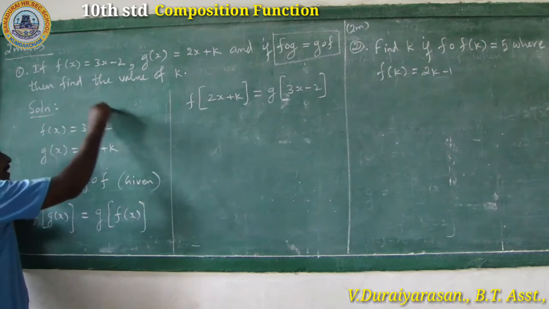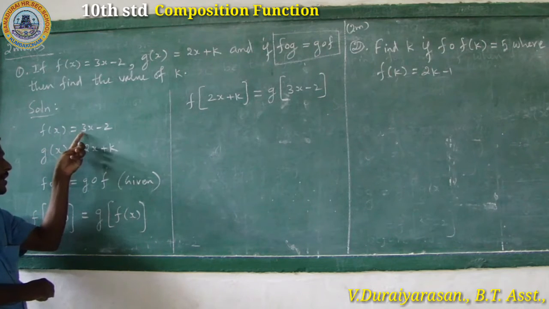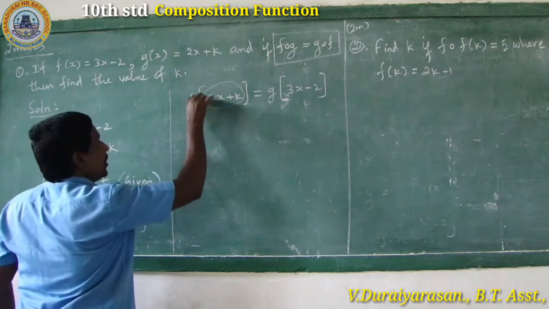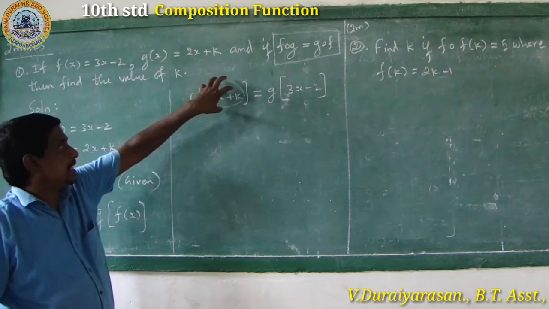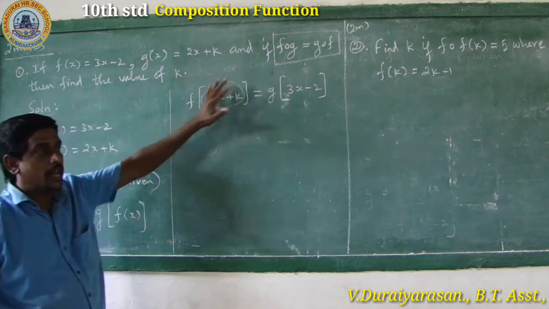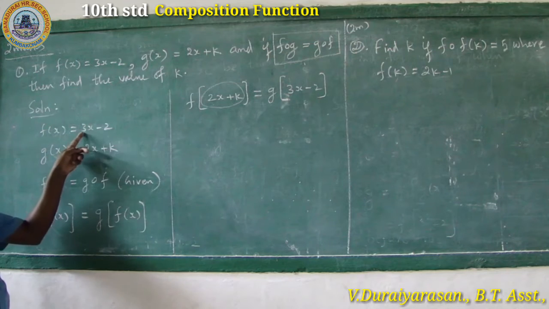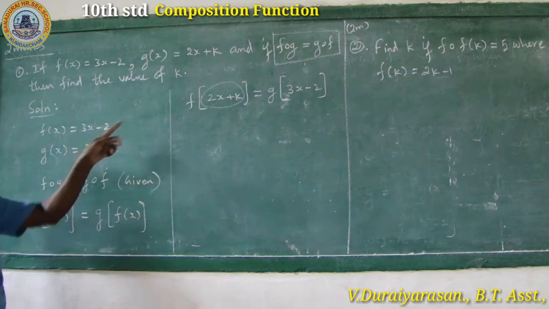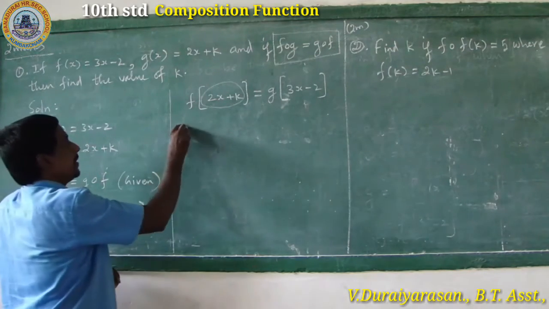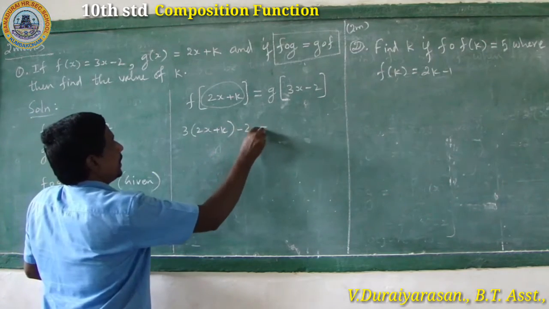How to define the function f of x? x multiplied by 3 then subtract 2. So what is x? The whole value is x. Here 2x plus k is x. The total value is x. How to define f of x? Only x is multiplied by 3, then subtract 2. So what is the value here? 2x plus k, multiply by 3. 3 into 2x plus k, subtract 2, is equal to.